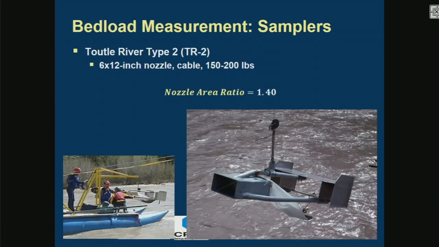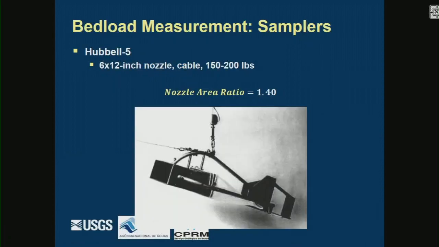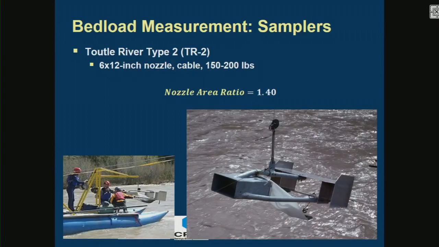And then this one is even bigger yet, a 6x12 inch nozzle. Call it the Toutle River sampler. So if some of you are familiar with the Mount St. Helens explosion in the 1980s, this sampler is sampling sediments that received some of those sediments from that explosion. So there's a lot of sediments coming down. The Hubble 5, which I don't know much about or know anybody that's using this. Do you know much about this one, Molly? Just another one. It's actually the same size as the Toutle River.